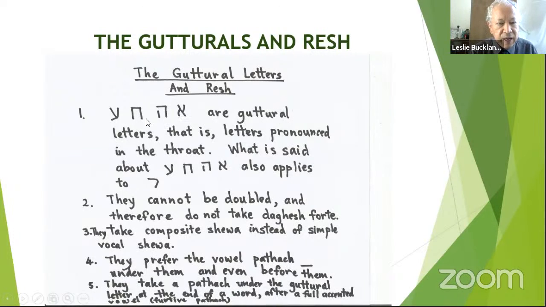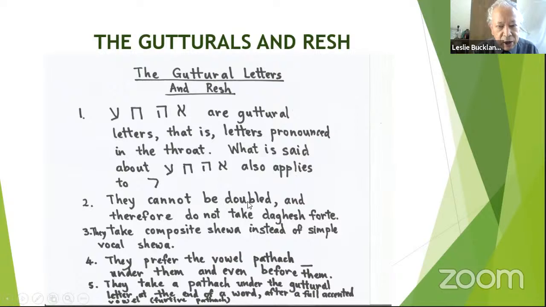Aleph, He, Keth, Ayin are guttural letters. That is, letters pronounced in the throat. So guttural letters are consonants in the Hebrew alphabet that are pronounced at the back of the throat or near to the throat. What is said about Aleph, He, Keth, Ayin? Notice I'm reading from right to left. So that's why I'm doing it this way, because that's the way the Hebrew reads the language. What is said about Aleph, He, Keth, Ayin also applies to resh.